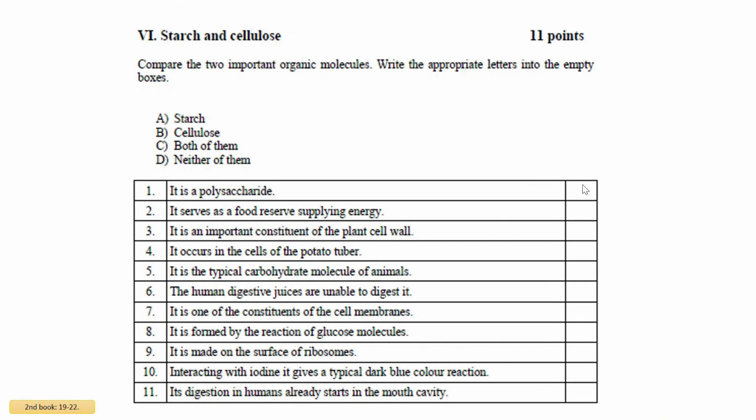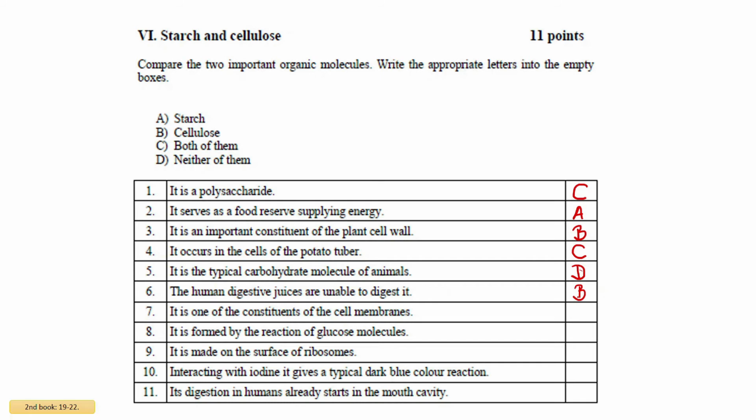It is a polysaccharide, so as we discussed, both of them are polysaccharides, so C comes here. It serves as a food reserve supplying energy. That's gonna be true for starch, so A. It is an important constituent of the plant cell wall. We have discussed that is going to be B, cellulose. It occurs in the cells of the potato tuber, both of them. Okay, it is the typical carbohydrate molecule of animals. We know that in animals, glycogen is the stored carbohydrate, so none of them. The human digestive juices are unable to digest it. That's going to be true for cellulose.